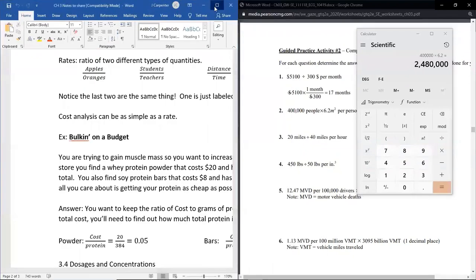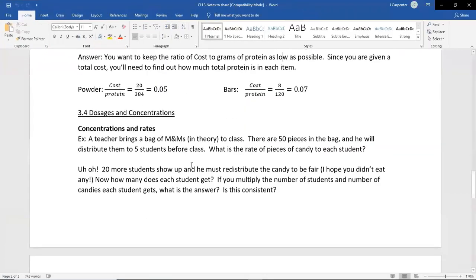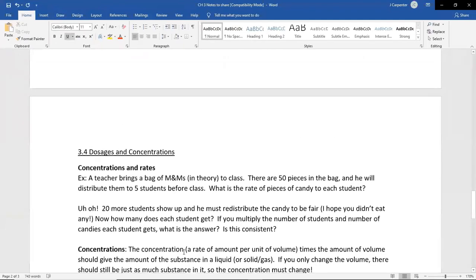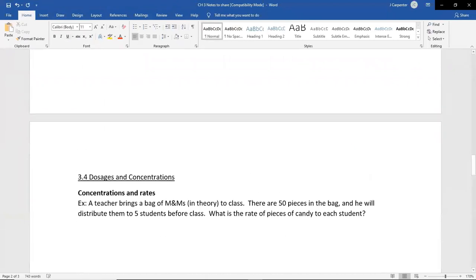Back to this. 3.4. Now, admittedly, 3.4, all the fun, we are not going to do the main idea of this section. I would really want probably 2 full weeks just to talk about dosages of medicine. And it doesn't have to be medicine, but just dosages in general. We usually just talk about it with medicine.